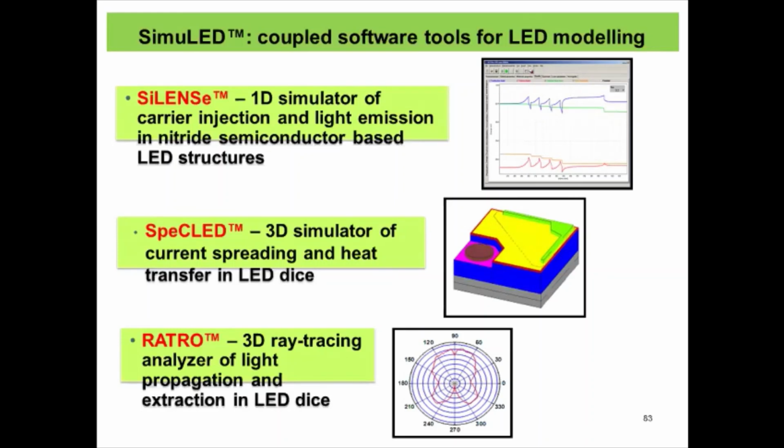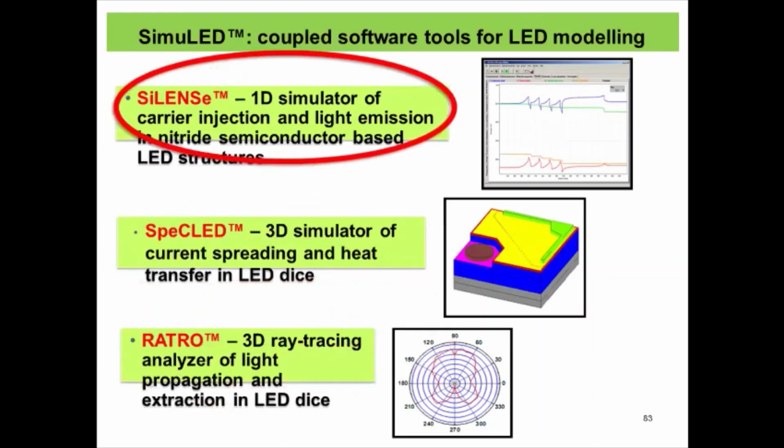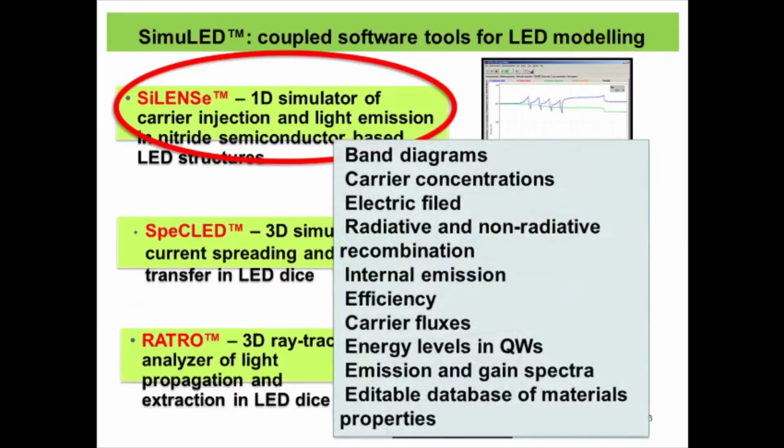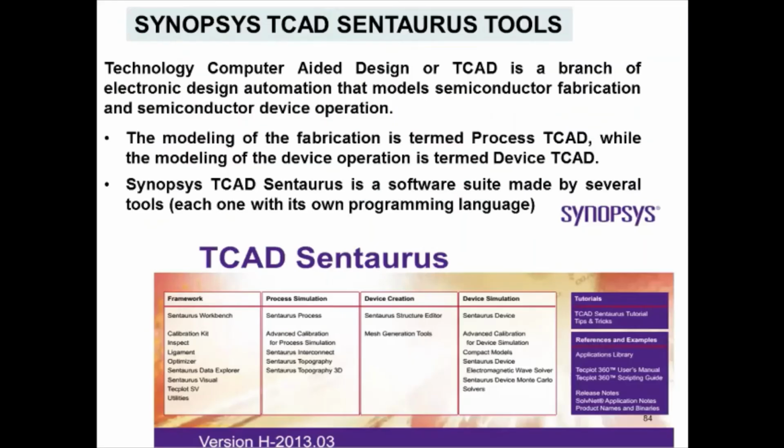Then RayTrace 3D, a ray tracing analyzer of light propagation and extraction in LED dies. Okay. So SiLENSe, the simulator of carrier injection and light emission in nitride semiconductors, gives details about the band diagram, carrier concentrations, electric field, whether the recombination is radiative or non-radiative, internal emission efficiency, carrier fluxes. So all the details can be obtained using this software.